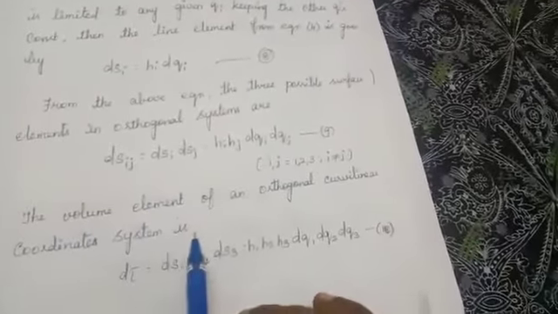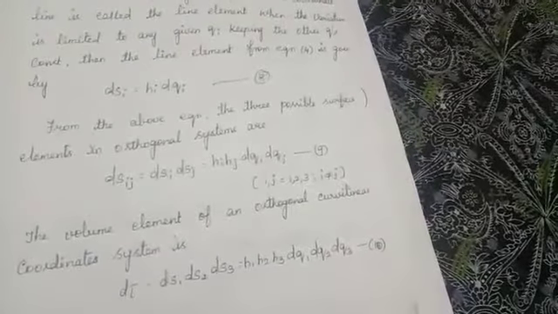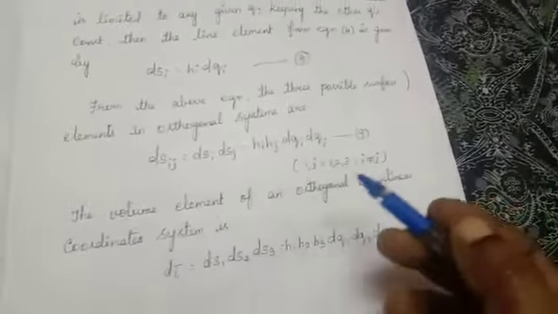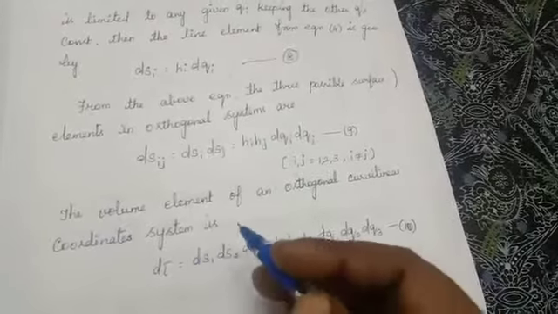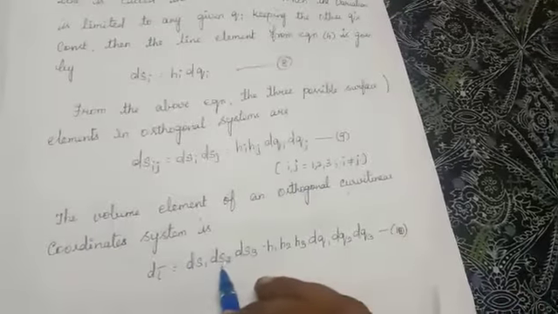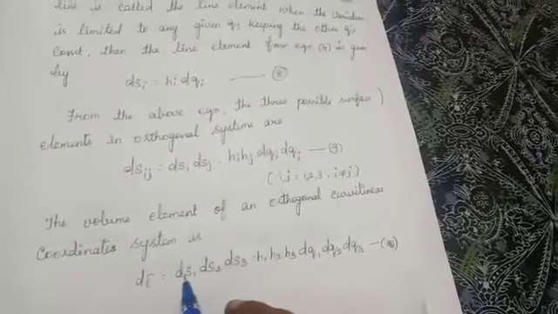The volume element of the orthogonal curvilinear coordinate system is d tau. Volume element means dv equal to dx dy dz. Instead of dx dy dz, here we write ds1 ds2 ds3. We know ds1 equal to h1 into dq1.